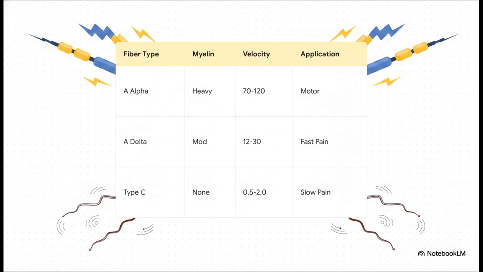If you look at heavily myelinated type A alpha motor fibers, they are firing at an incredible 70 to 100 meters per second. That's the lightning-fast reflex that moves your arm away from a hot stove. Meanwhile, unmyelinated type C fibers carry that chronic, dull, throbbing ache you feel long after an injury, and they do it at a sluggish 0.5 meter to 2 meters per second.